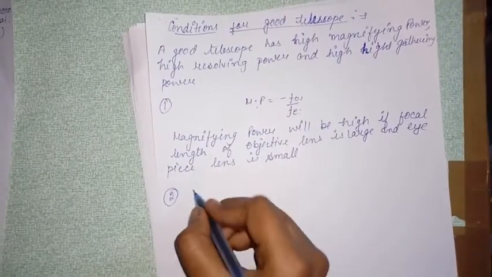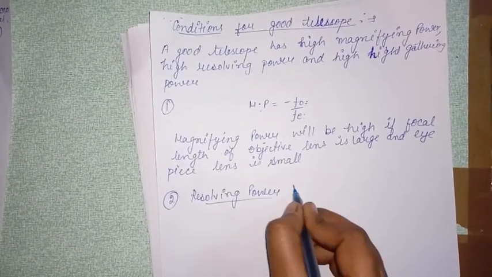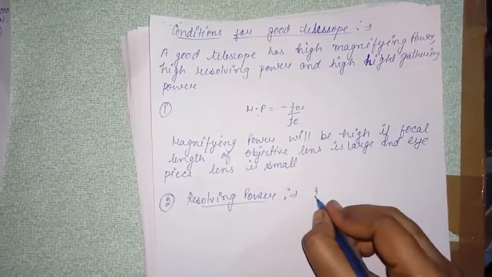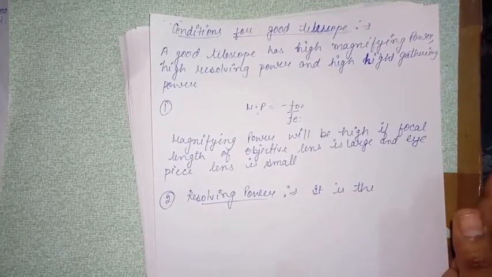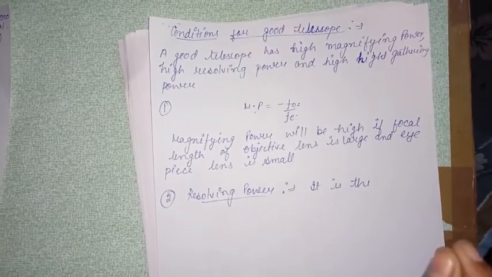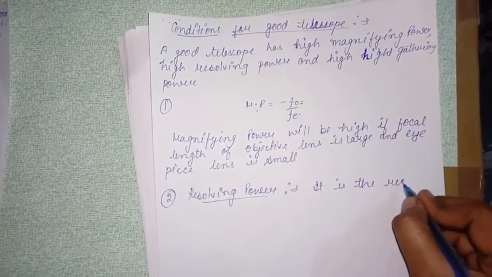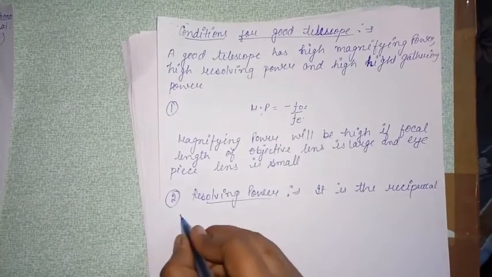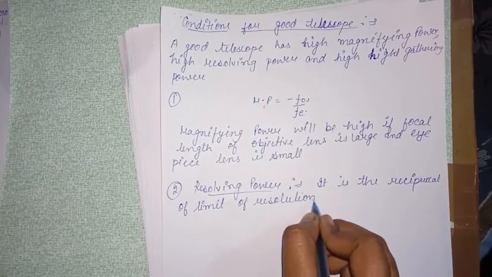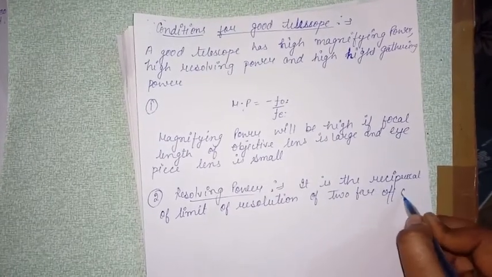Second one is resolving power. What is resolving power? It is the reciprocal of the limit of resolution of two far off objects.